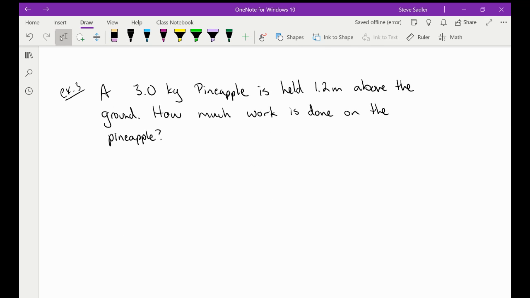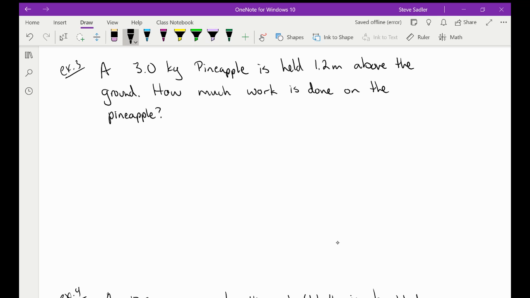Question, example 3. A 3-kilogram pineapple is held 1.2 meters above the ground. How much work is being done on the pineapple? All right, so we've got a pineapple. They're kind of spiky, are they not? Pineapple, it's being held. That's a weird person. Give them longer legs, maybe, and maybe a bigger head. It's being held 1.2 meters above the ground.